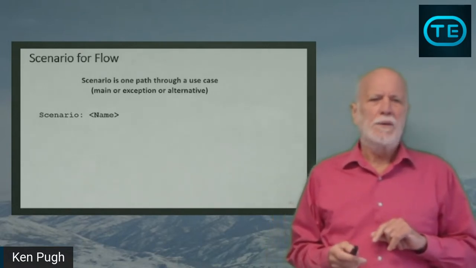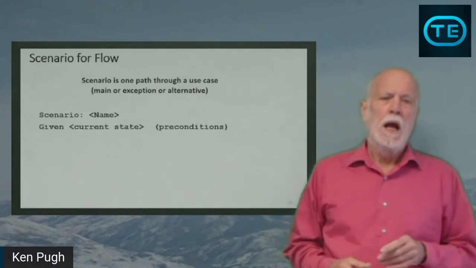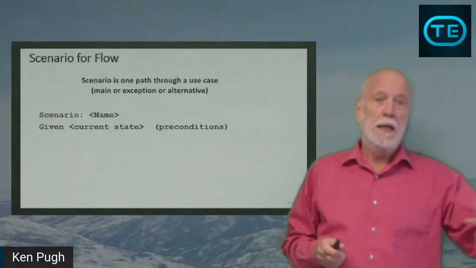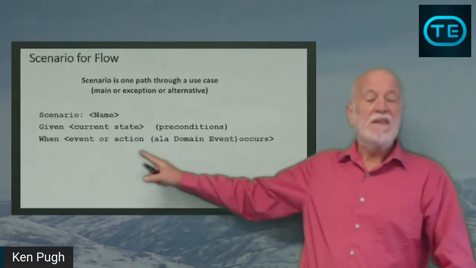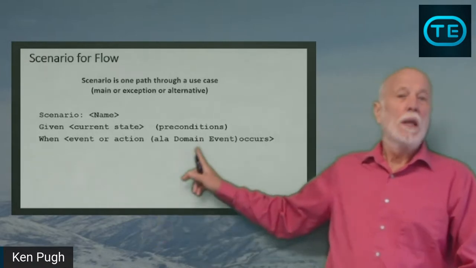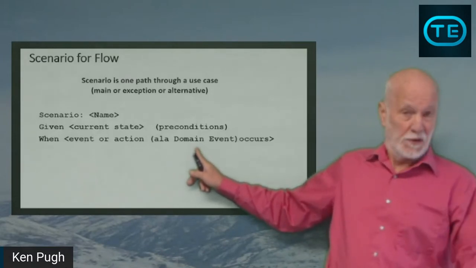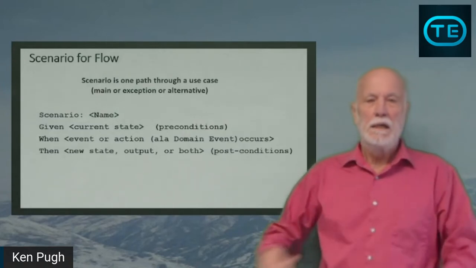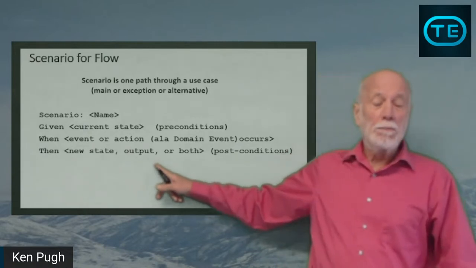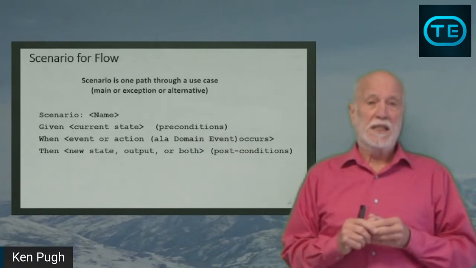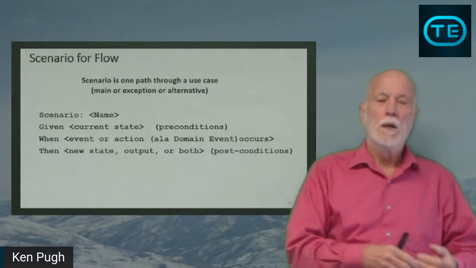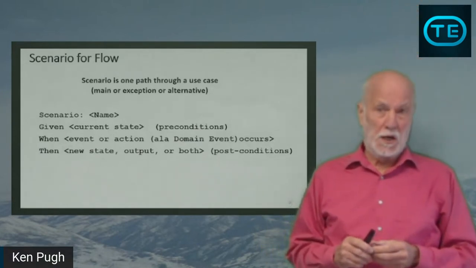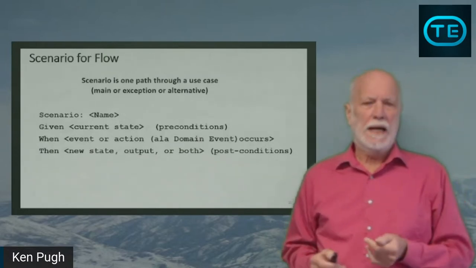And here's our layout for a scenario. We give it a name. Given the current state of the system, which is also known as the preconditions in the use case world. When an event or action occurs, which could be a domain event if you're doing event-driven design, then we get either a new state, an output, or both. Those are the postconditions. So, given a current state, when an event or action occurs, then we get a new state, an output, or both. That is a flow. Change a state or output.